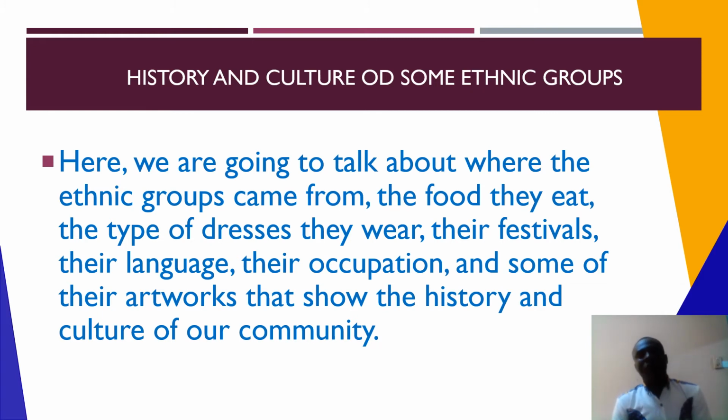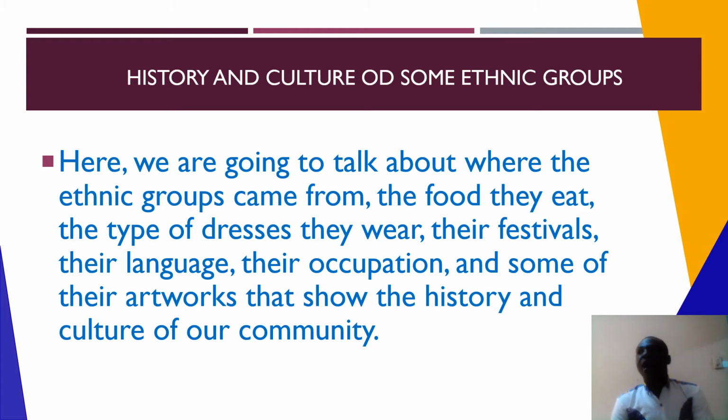Here we are going to talk about where the ethnic groups came from, their origin. As I said earlier, they came from different places. So we are going to look at the various ethnic groups and where they came from, the food they eat, the type of dresses they wear, their festivals, their language, their occupation, that is the work they do, and some of their artworks that show or reflect the true history and culture of our community.